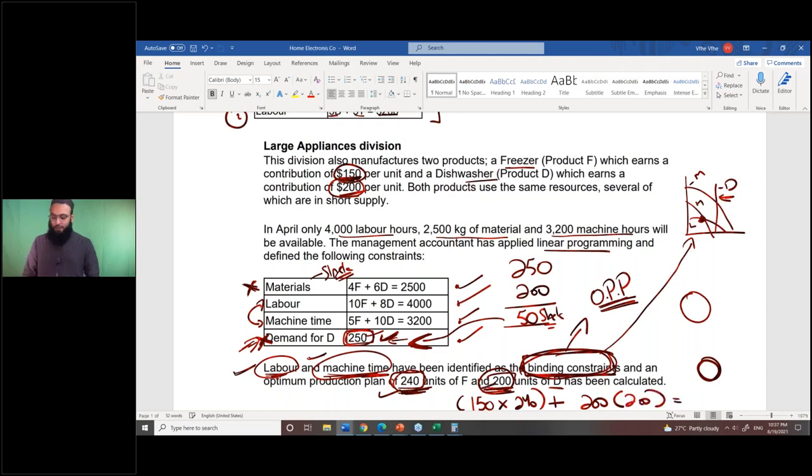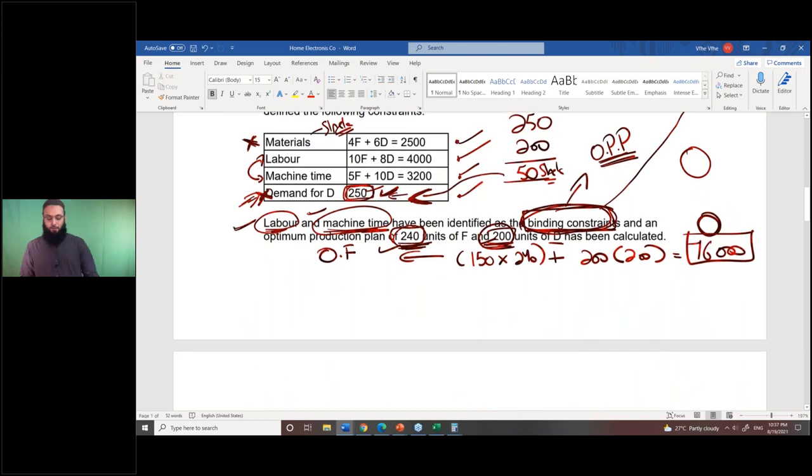So I don't know what the answer is. Let me check. 150 contribution per unit into 240 units plus 200 into 200 is 76,000. And yes, this is the contribution. Again, this is the objective function equation through which you have worked out. Okay? Clear?